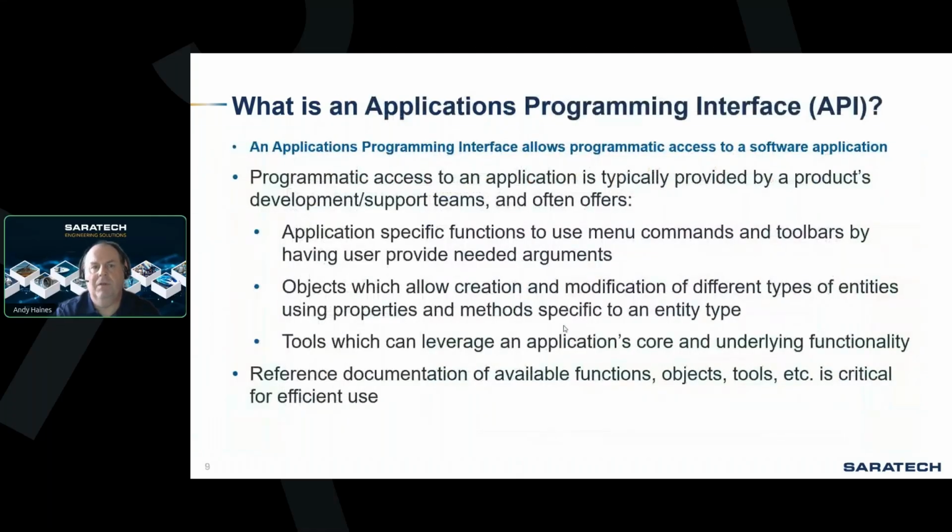Okay, so what we're really here for today is, what is an application programming interface? And from now on, we're just going to call it an API. What it really does is give you programmatic access to an application, and it's typically supported by a product's development or support teams. It allows you to access menu commands or toolbars by providing the needed arguments in order to run those commands. A lot of them also have objects, and objects typically relate to a type of entity inside of the application. And then there are properties and methods for each one of those objects, and some tools which can help you leverage an application's core and underlying functionality.